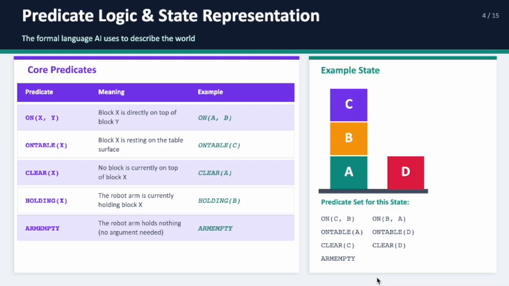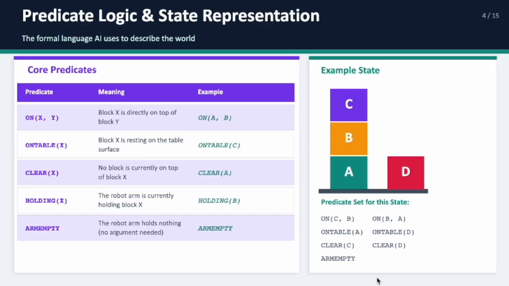On x, y: block x is directly on top of block y. On table X: block X is resting directly on the table. Clear X, this is a crucial one, it means nothing is on top of block X. Holding X: the robot arm is currently grasping block X. And arm empty: the arm holds nothing. Note this one takes no argument, it's simply true or false.